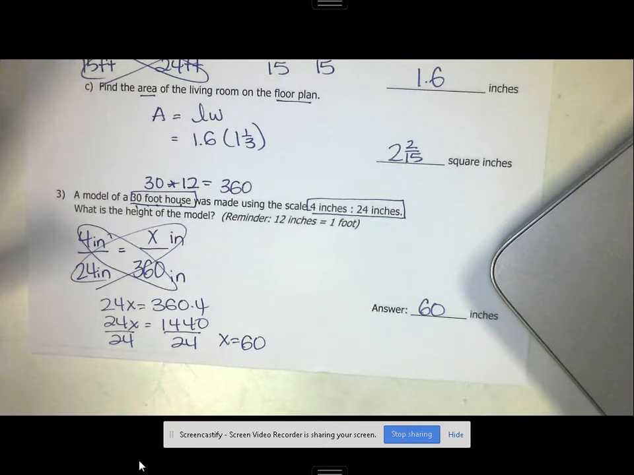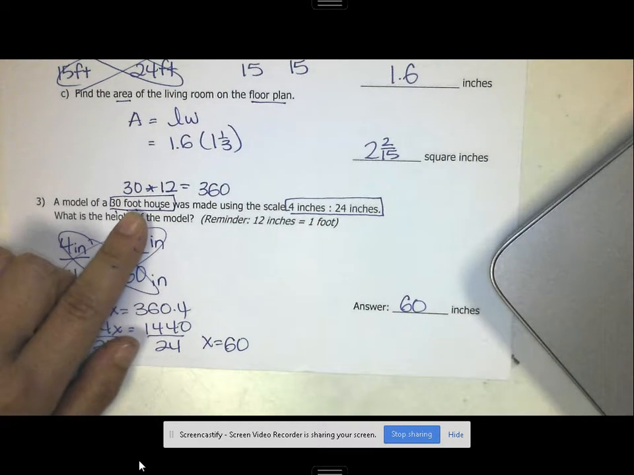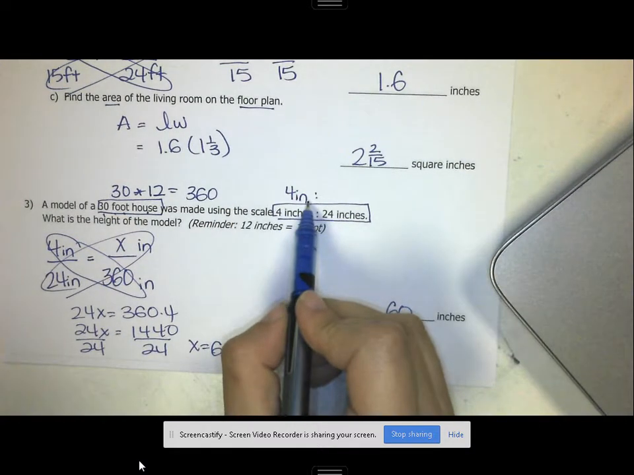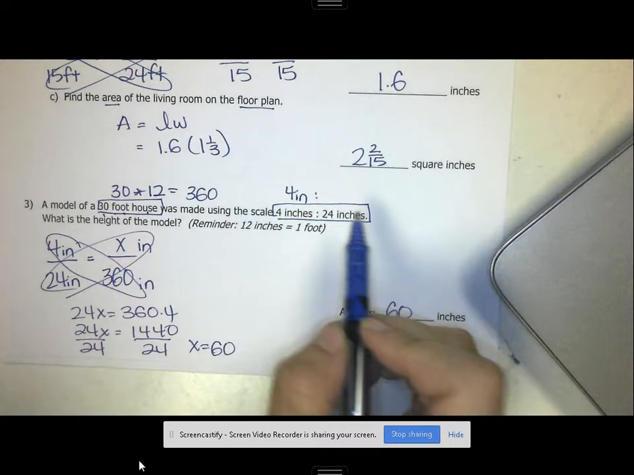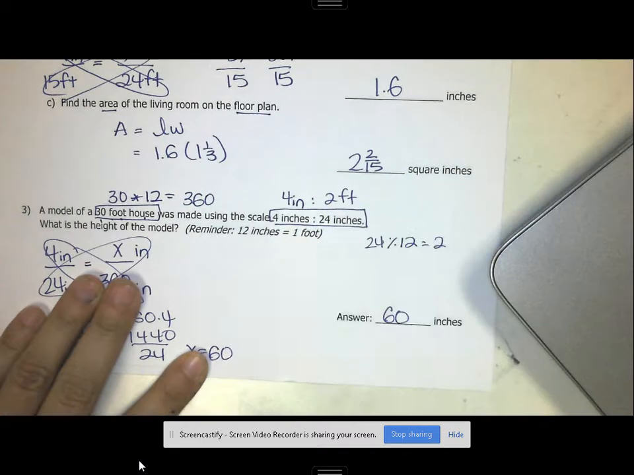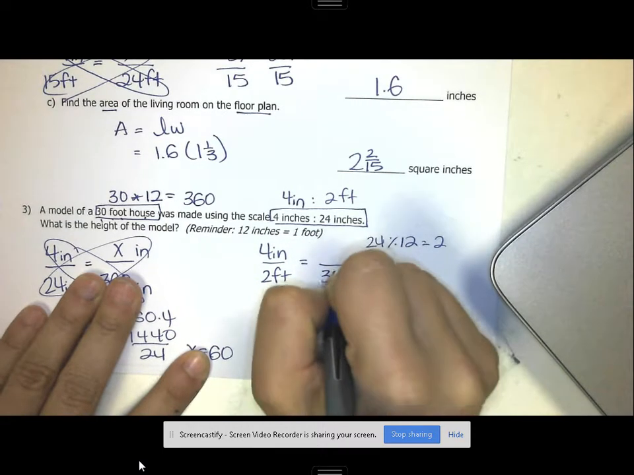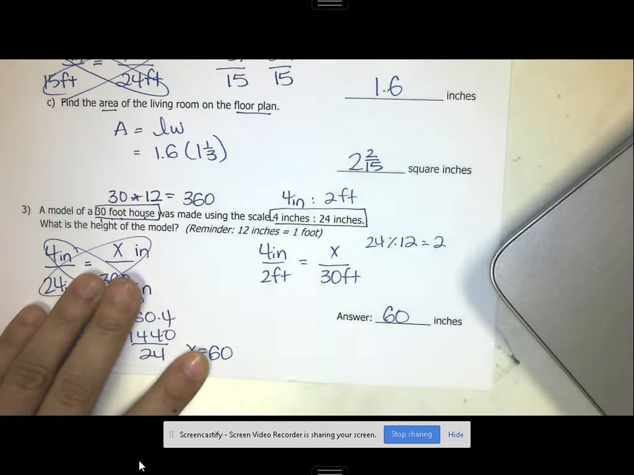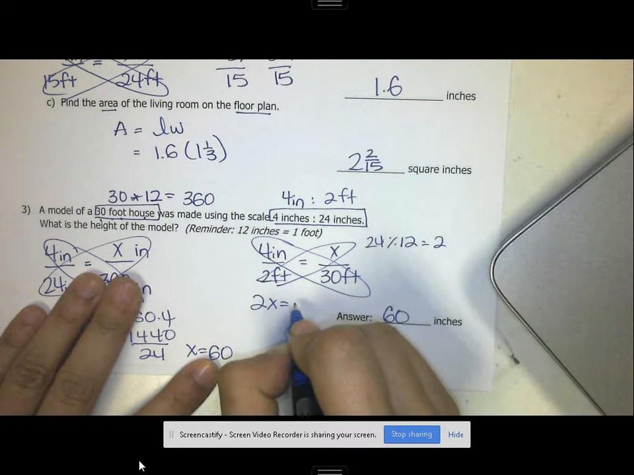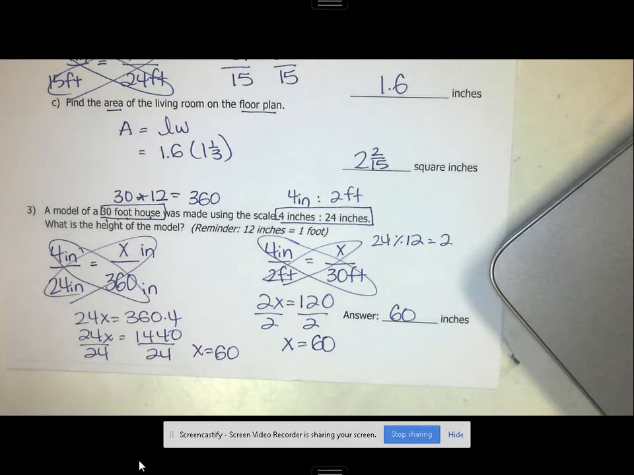Now there is another way of solving this. If you notice that something's in feet and you notice both these are in inches, you could change the ratio they gave you to be, okay, wait, this is 4 inches is how many feet? Well, 24 inches is 2 feet. So I could have solved this saying 4 inches in the model is 2 feet in real life. If in real life the house is 30 feet, how many inches would the model be? Then I could have cross-multiplied that and get 2x equals 120. Divide by 2, x equals 60. And either way, I would have gotten that the model is 60 inches.